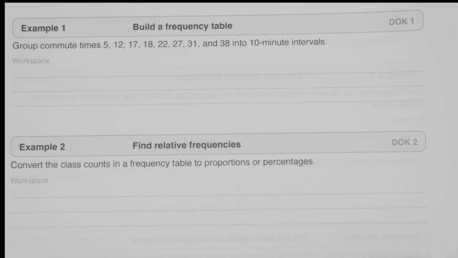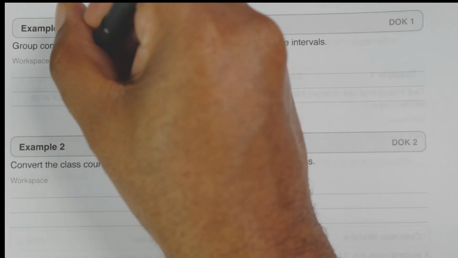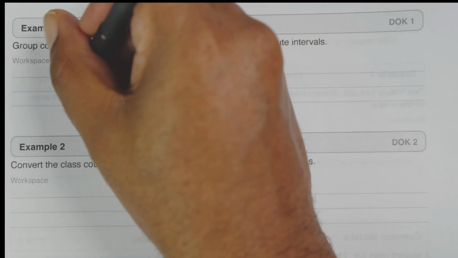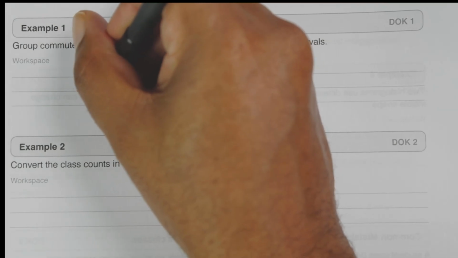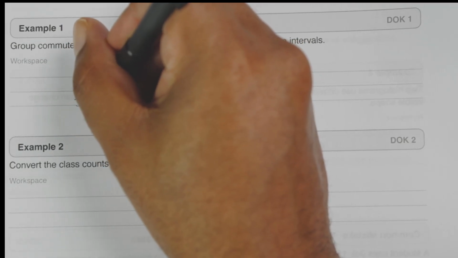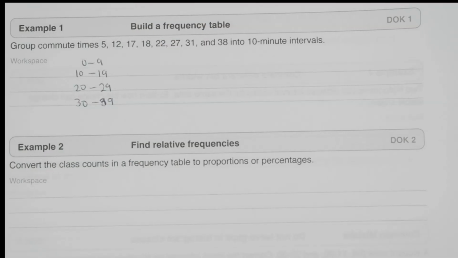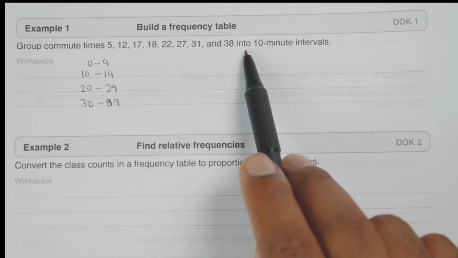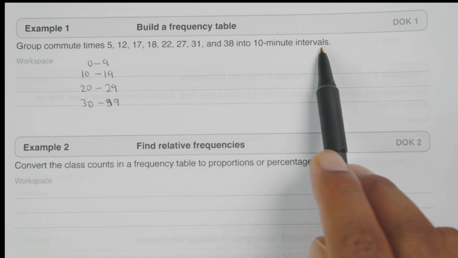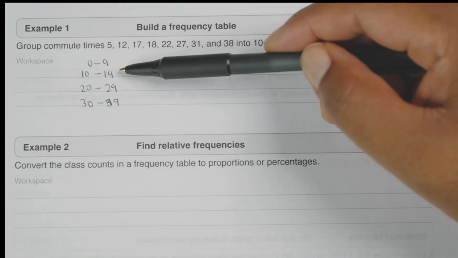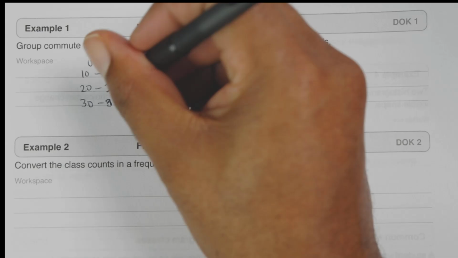So what we want to do is use 0 to 9, 10 to 19, 20 to 29, and 30 to 39. Again, we want to group them into 10-minute intervals. So notice here are our 10-minute intervals. We have a 10-minute window here, here, here, and here. This is 39.